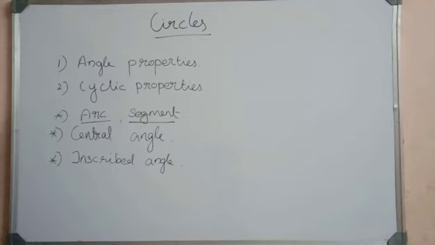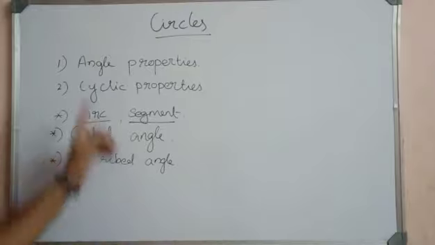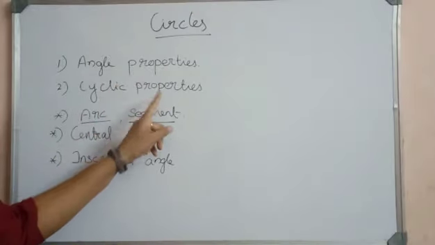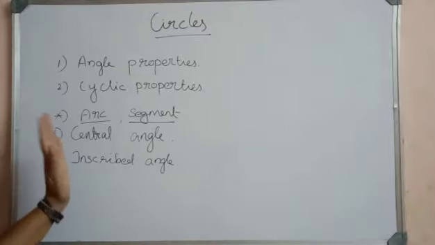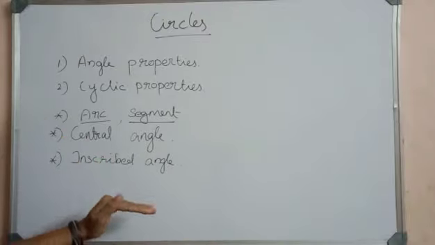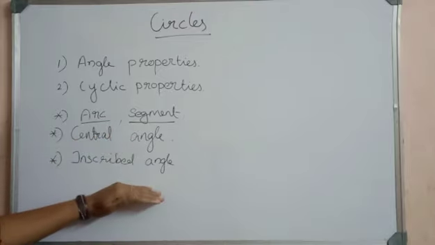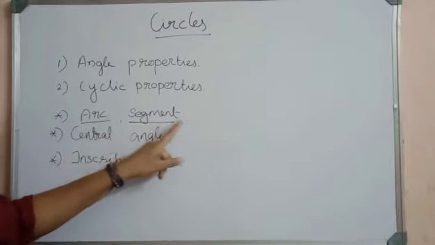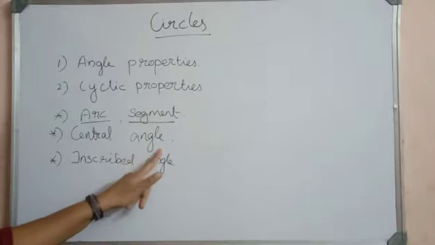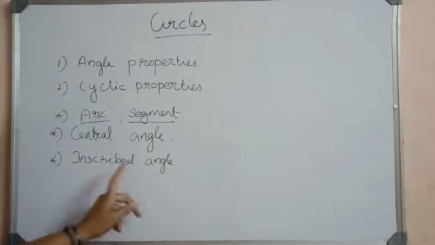You would have already studied the basics of circles in the lower classes. In today's class, let's study angle properties and cyclic properties of a circle. Before we start with these results, let's understand some of the basic terms that we use in this particular chapter. The first one is an arc. Then the next are segment, central angle and inscribed angle.